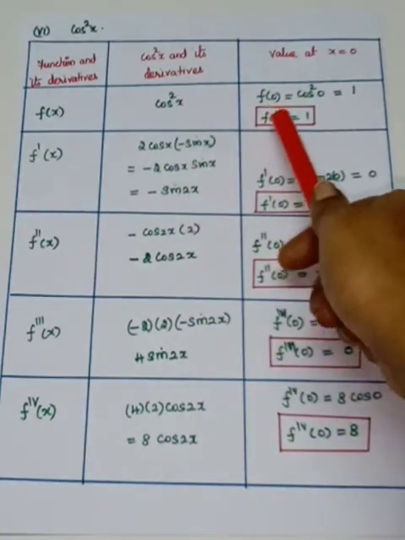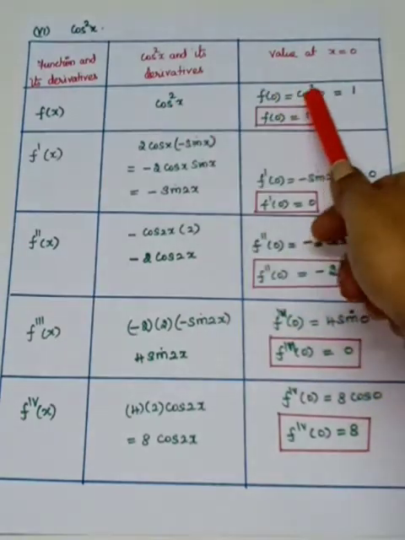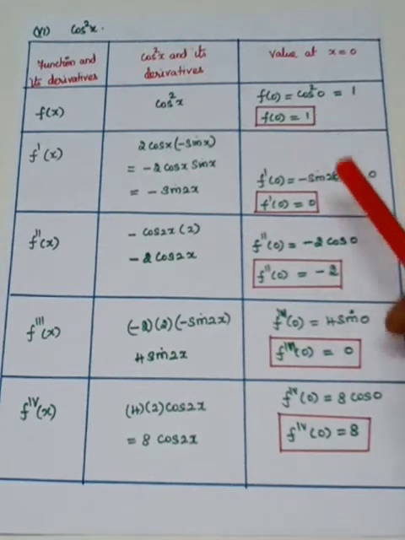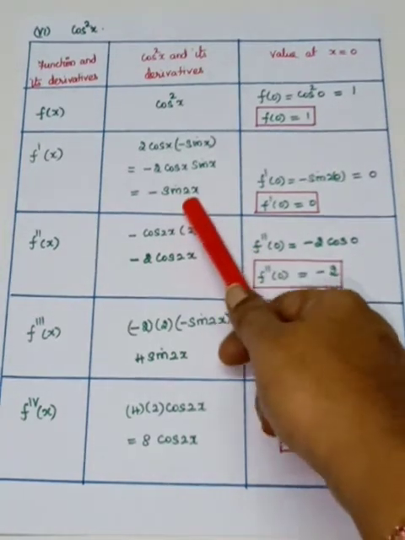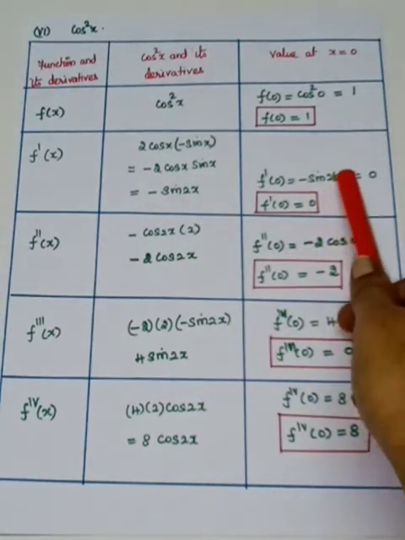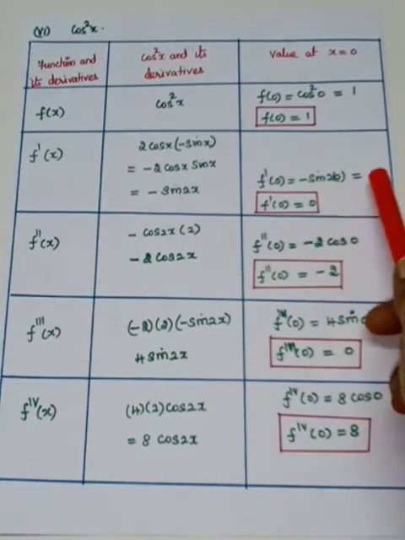So you have to substitute x as 0 here. It is cos squared 0. Cos 0 is 1. So 1 squared is 1. So you will get f of 0 as 1. So come to here. If you substitute x as 0, so minus sin 2 into 0. 2 into 0 also 0. So minus sin 0 is 0.